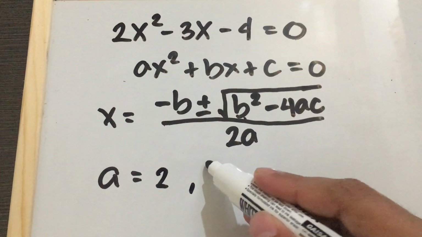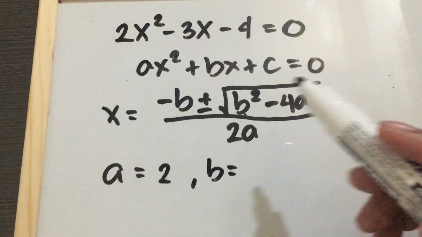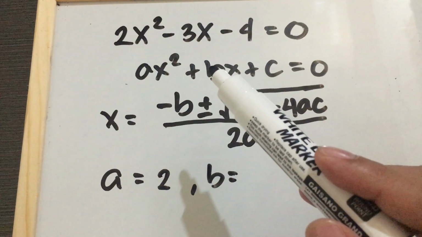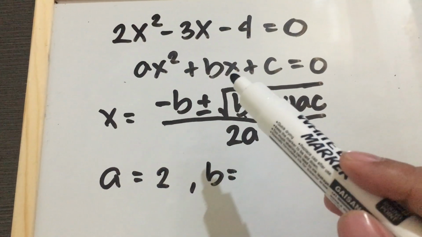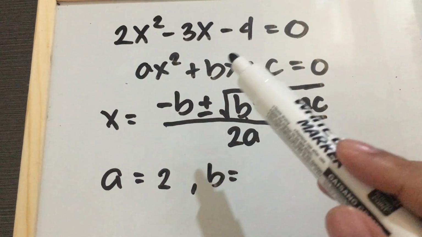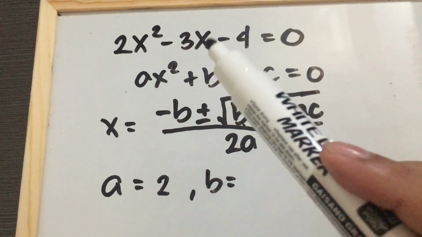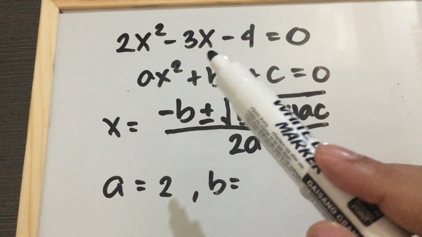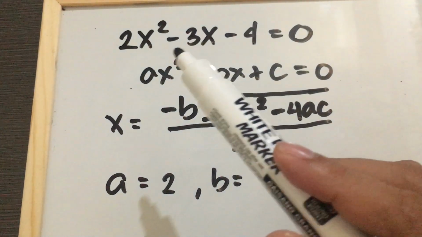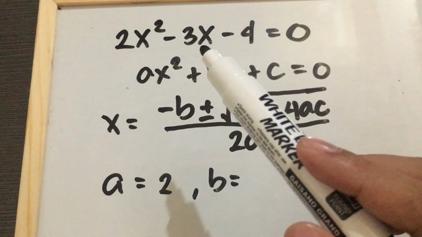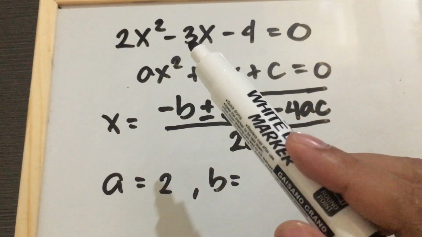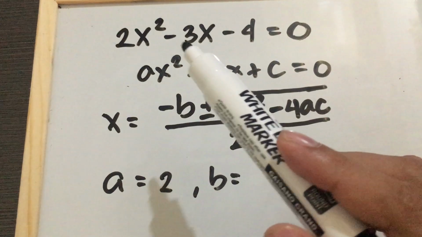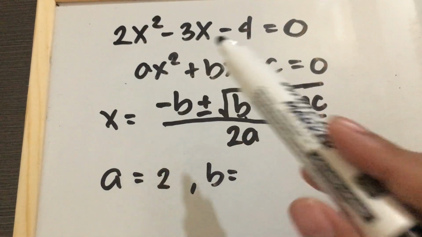Okay. Now let's go to b. Obviously, the b is the number that is beside the variable x, so only x. What is the number that is beside x? The number beside the variable x is 3, but the sign is negative, so we need to include the negative sign. That's why our b is negative 3.